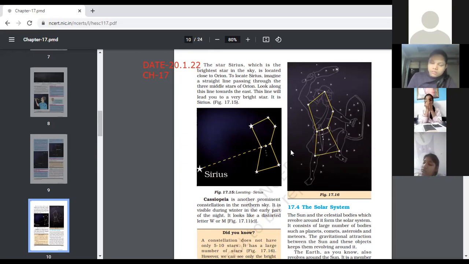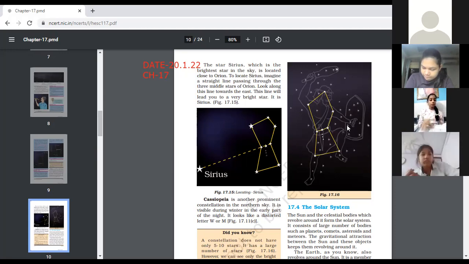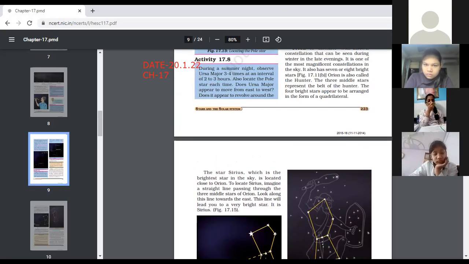Next, one more constellation is Cassiopeia. This is another prominent constellation in the northern sky, visible during the winter in the early parts of the night. It looks like a distorted W or M. You can see the figure on the first page where the 3 constellations are given, and I want each one of you to draw these constellations in the notebook.